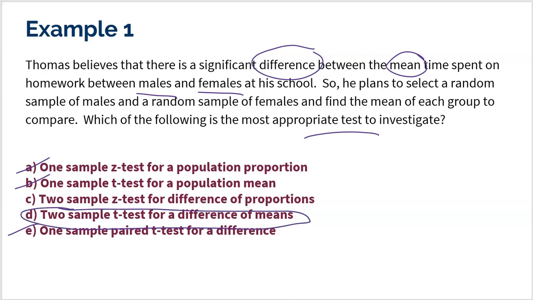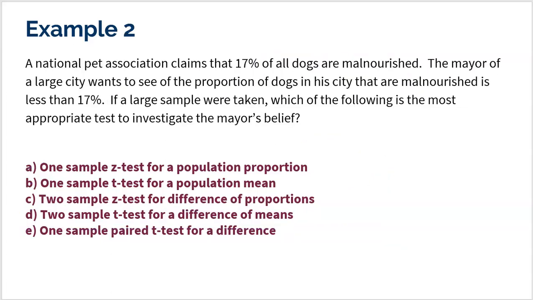So what he's going to do here is get a sample mean of females, maybe the average amount of time they spent on homework, and a sample mean for males, and he's going to conduct a test to determine if the difference is so significant that he could say, oh, males spend more time or females spend more time, whatever the more specific details of the problem may be. All right, let's look at example 2 here.